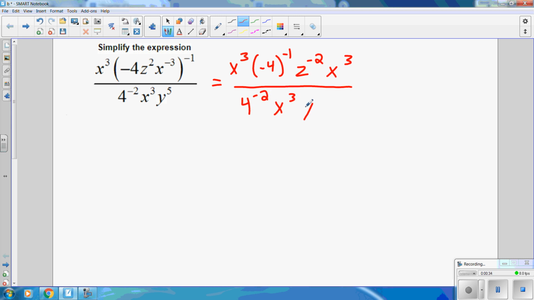Okay, so now let's go ahead and move anything with a negative exponent to the bottom. Or that's, anything with a negative exponent on top will move to the bottom. Anything with a negative exponent on the bottom will move to the top.